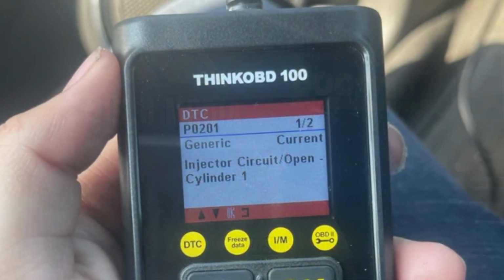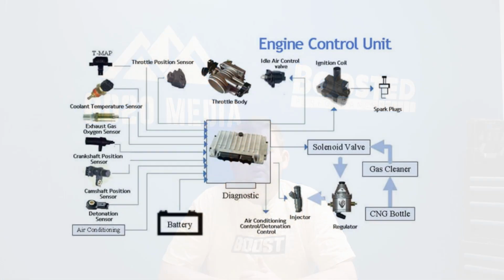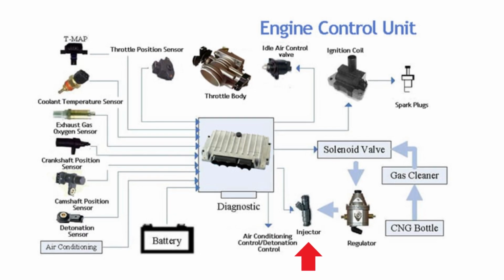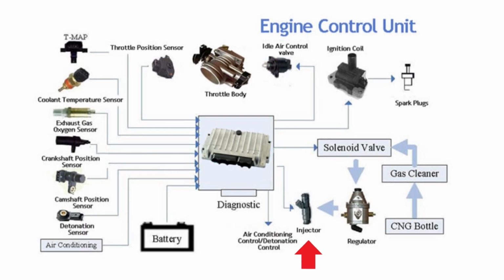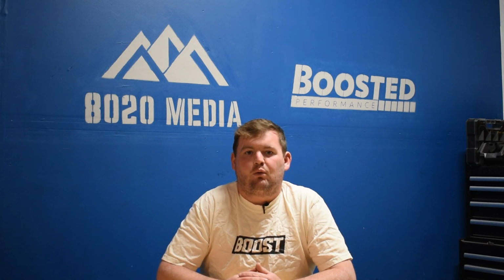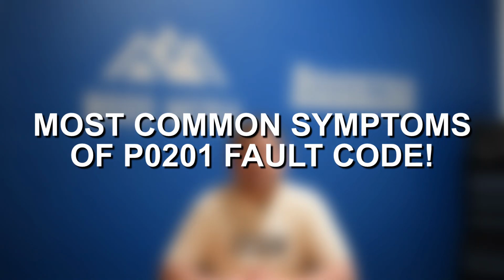Diagnostic trouble code P0201 indicates cylinder 1 injector circuit open. Your car's computer, also known as the ECU or PCM, controls each injector individually and receives signals back from them indicating the voltage of the circuit. Ultimately, when that voltage falls outside of the expected range, that can trigger fault code P0201.